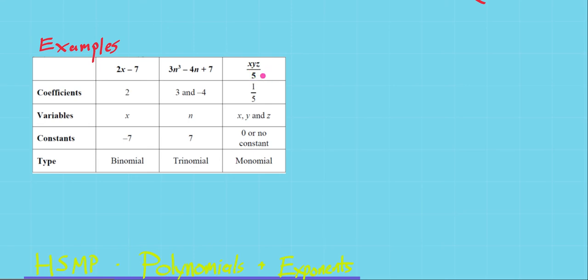Here we have xyz over 5, and this is the same as 1/5 times xyz. So the coefficient is a fifth. The variables, there's an x, a y, and a z. There's 3 variables in there. There's no constant, or we could say the constant is 0, because we're always allowed to say plus 0. It doesn't change anything, so why not? We could add it more than once if we want. We wouldn't, but we could. And since there is only one term, we call it a monomial.